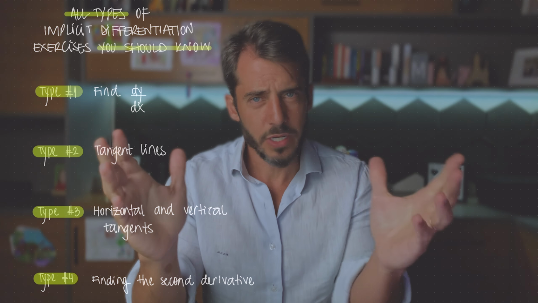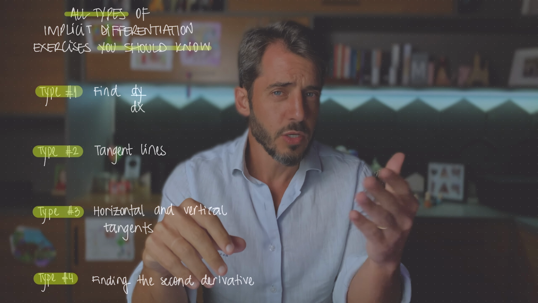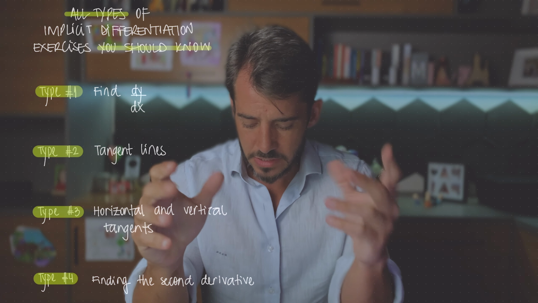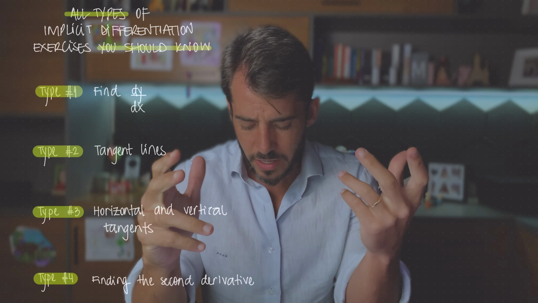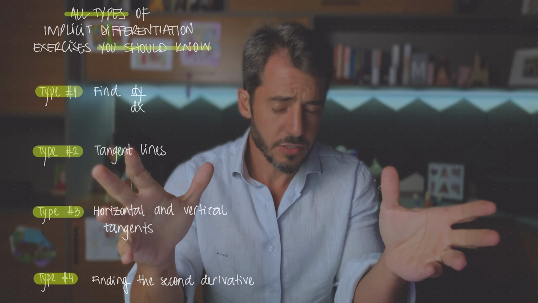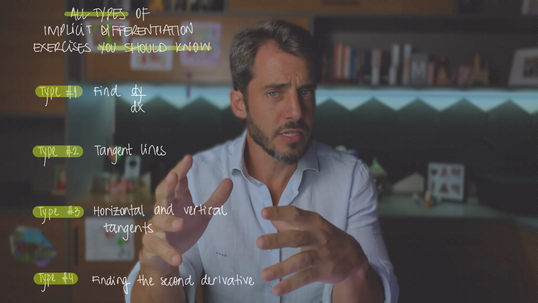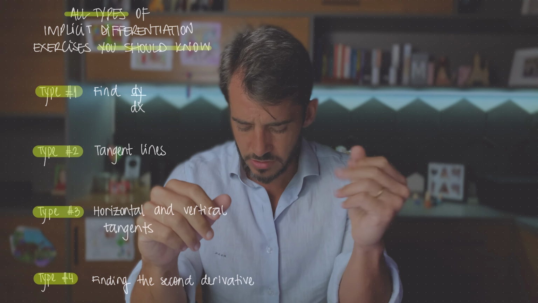We have the regular standard find dy dx, which is the derivative of y with respect to x implicitly. That's type number 1, or we can call it exercise number 1. We also have finding tangent lines to these curves. These are implicit curves, and we're going to find through an example a tangent to this curve at a given point. That's exercise number 2.